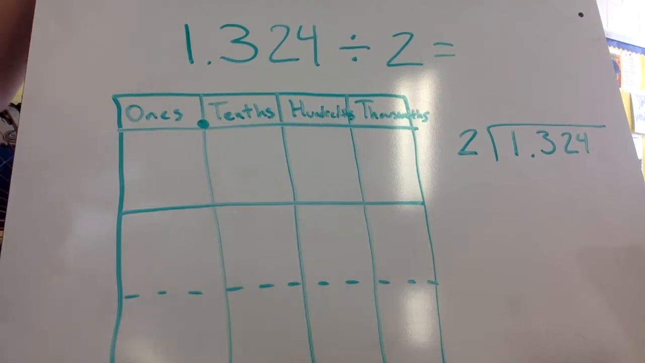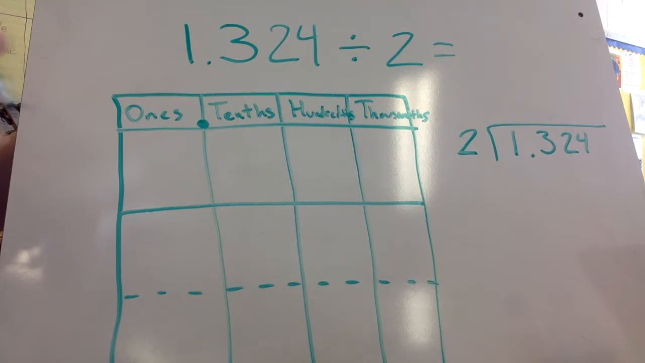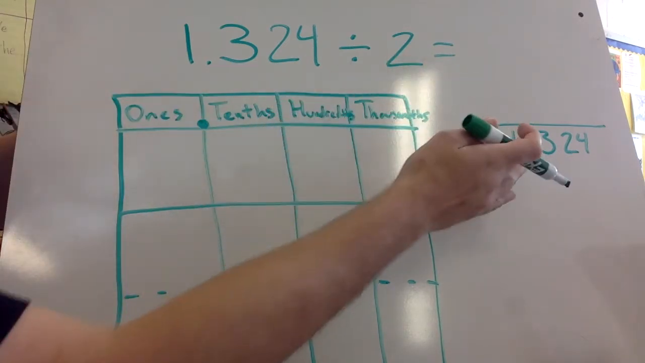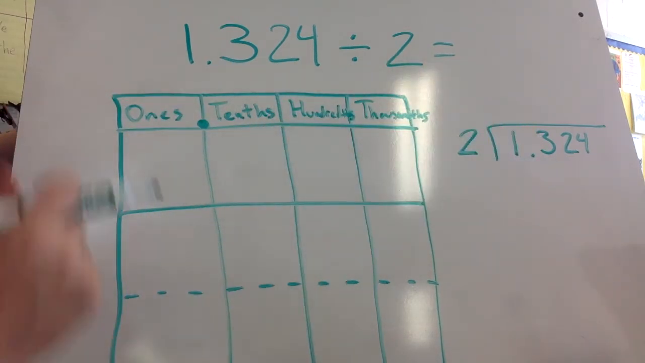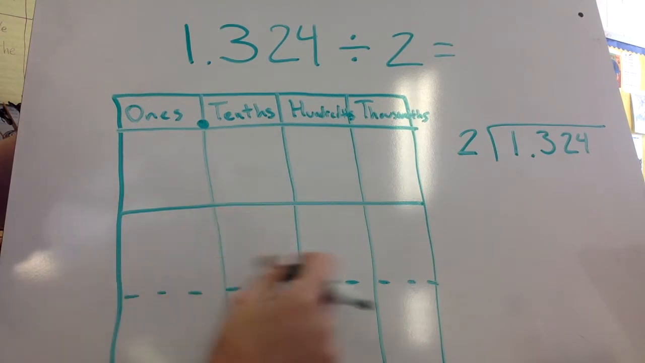Welcome everybody. I know a few of you are struggling with dividing of decimals, so I'm making a little video here to show you two strategies that you can use for that. Over here we're going to use a place value chart, and on this side we're going to use the algorithm or long division.